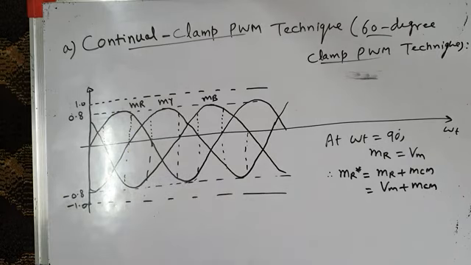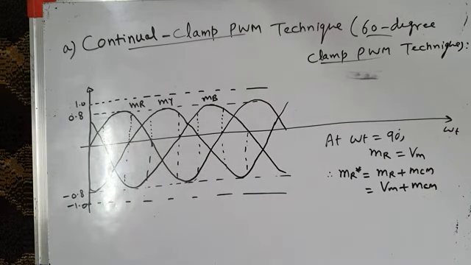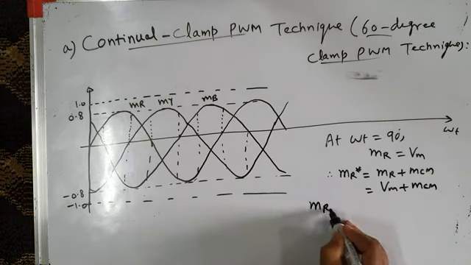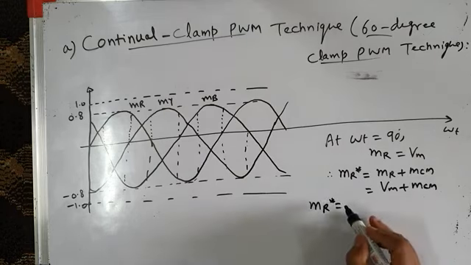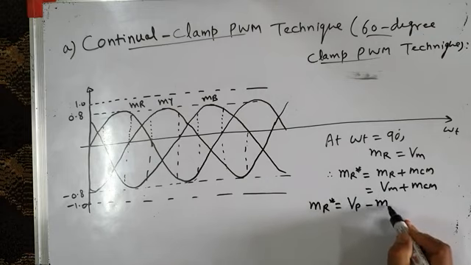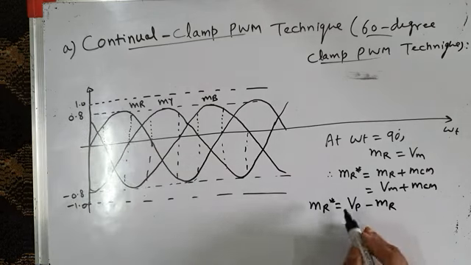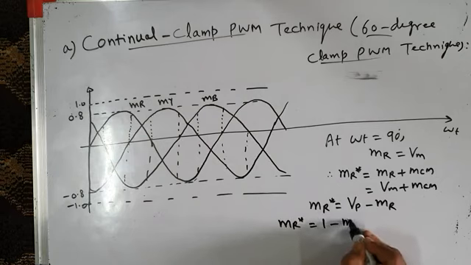For that purpose, we have to inject a common mode voltage and add it to the original modulating waves MR, MY, MB, and that will modify your modulating waves. For example, modulating wave MR star will be equal to Vp minus MR, where Vp is the maximum value, and in this case the maximum value is 1. So I can write MR star is equal to 1 minus MR. This is how you calculate MR star.